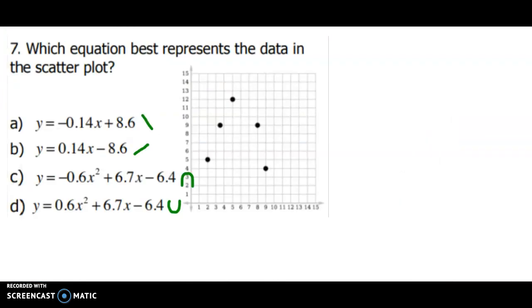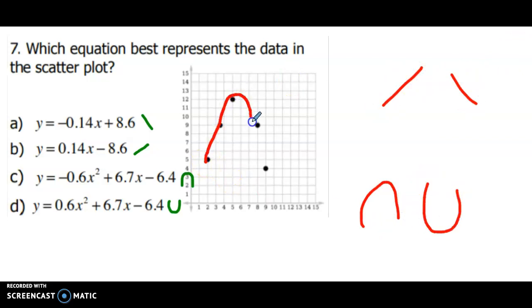Okay, number 7. Which equation best represents the data in the scatter plot? It is great that we know that lines are linear and curves are quadratics with x squared. If I connected these dots, this is very obvious. It is a quadratic, so I know it has to be an answer choice with an x squared in it. So I can cross off A and B. A and B are just x's, not x squared, so those are linear. Those are lines.